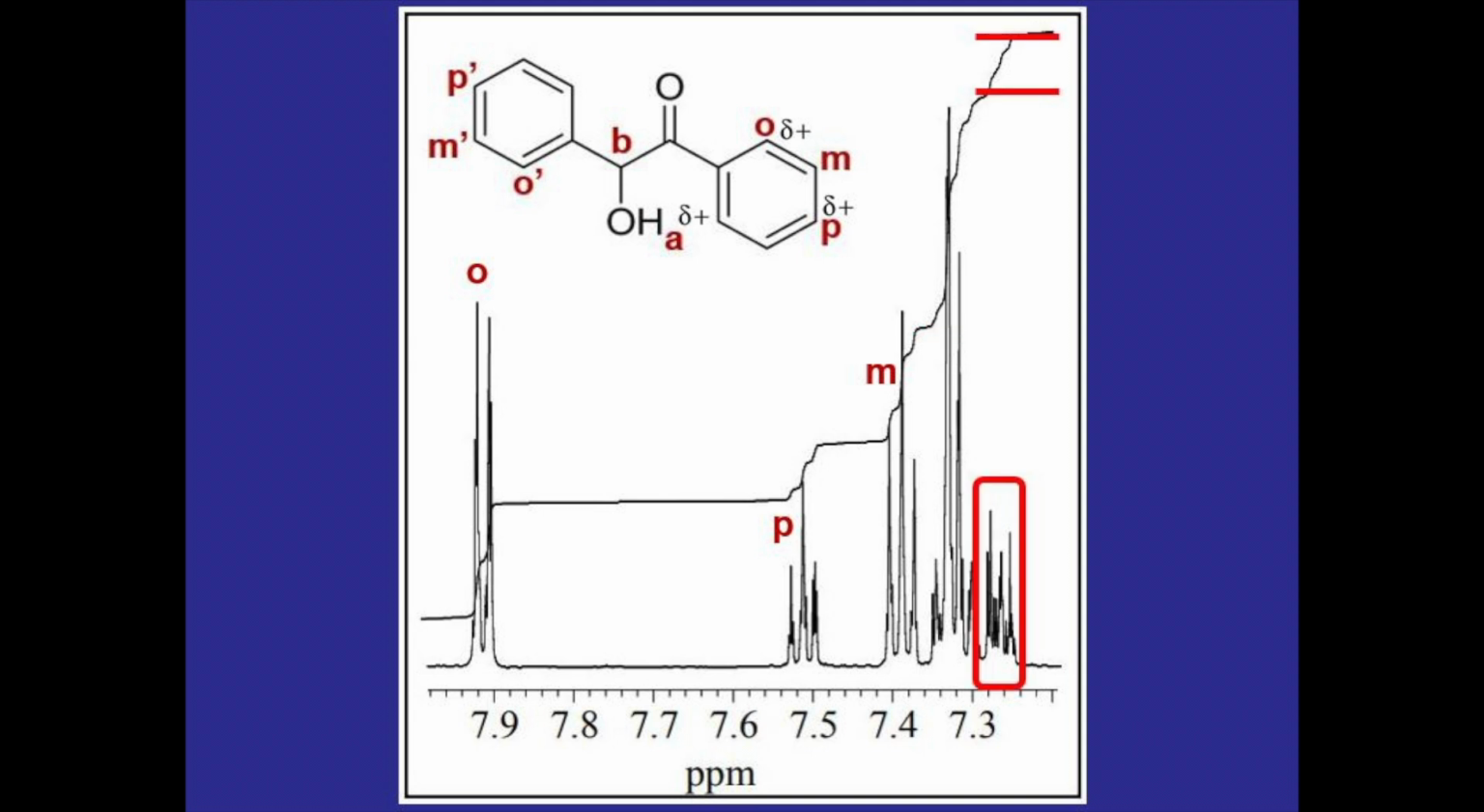But if we look at the smaller peak, its integration seems to be about the same size as the integration for hydrogen P, which we know is an integration of 1, so that signal would have to be for P', meaning that the larger peak would have to be for both O' and M'.